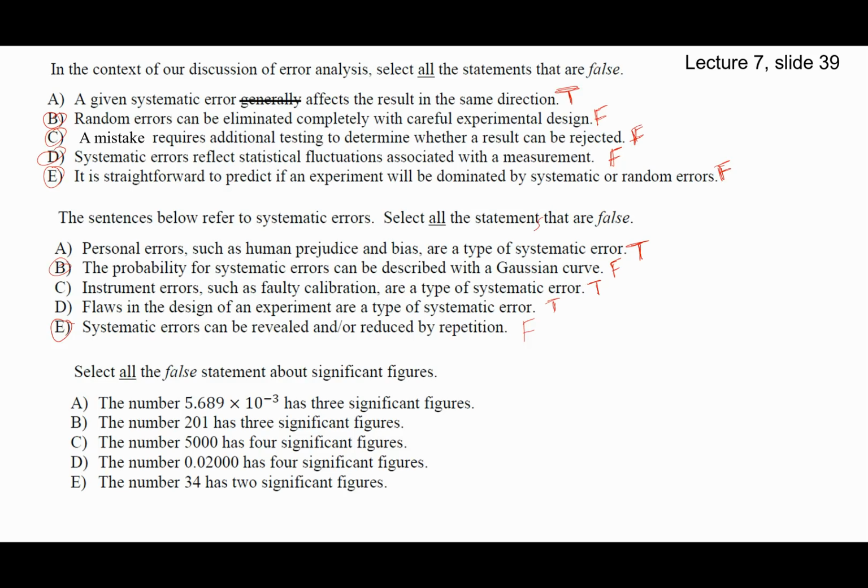Select all false statements about significant figures. The number 5.689 times 10 to the third has 3 significant figures. Oh, totally false. The number 201 has 3 significant figures. Totally true. The number 5,000 has 4 significant figures. Big false-a-rooney there. The number 0.02000 has 4 significant figures. Totally true. And the number 34 has 2 significant figures. Totally true. And we select the false ones, so A and C.